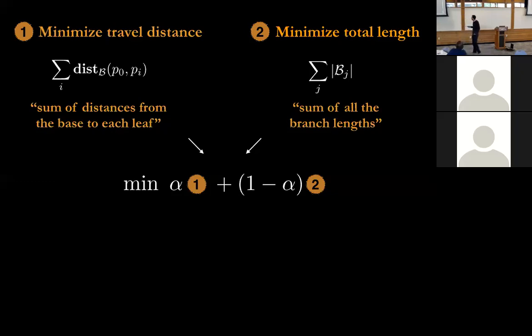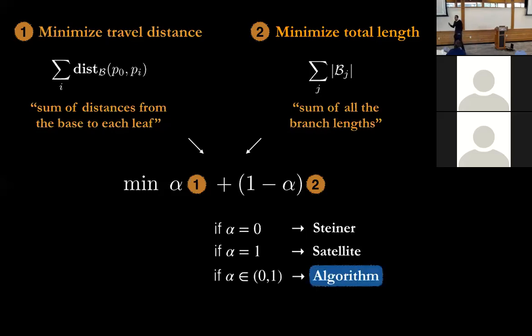Just by looking at this, you can see that if alpha equals 0, then this term goes away, and the only thing I care about is the second objective, and the best thing to do is the Steiner tree. If alpha equals 1, then this term goes away, and this one is left. All I care about is travel distance. And for a value of alpha in between 0 and 1, that's where I start to care about 50-50 or 60-40 or whatever you want to do. And for that, we came up with an algorithm.